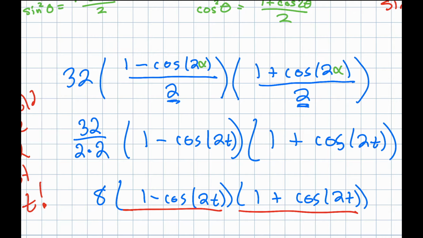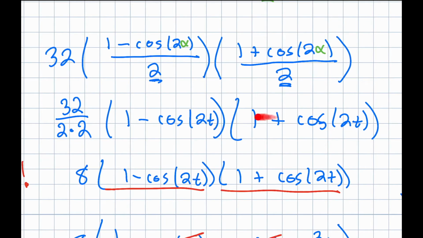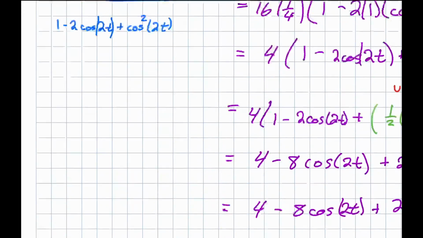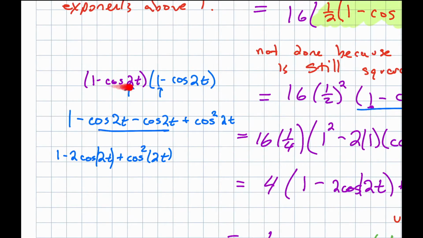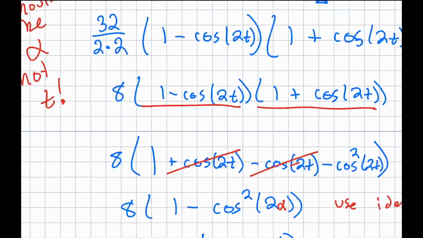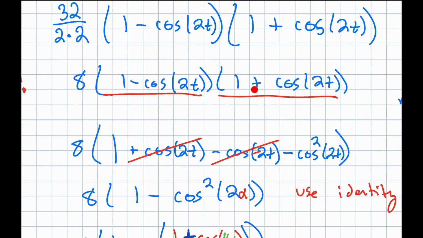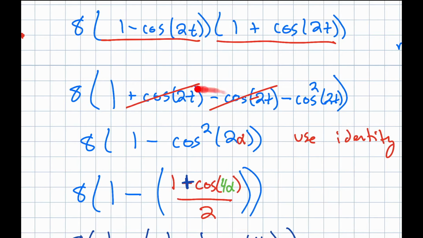Then you've got this. Just like the previous problem, you can multiply this out. So 32 over 4 is 8, but then you've got 1 minus cosine 2t, 1 plus cosine 2t. That needs to be FOILed out again, just like we did here, but this was minus and minus. This one's minus and plus. So you FOIL this out, just like before. Because of the difference in the signs, these middle terms end up canceling each other out. And you're only left with this.